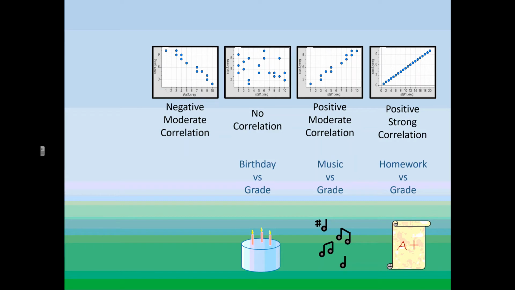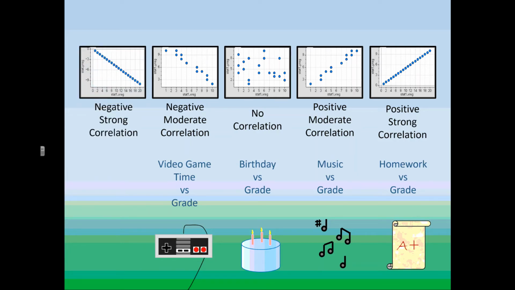Then we have a negative moderate correlation. As you see, the dots are closer to the line, just like the positive moderate correlation. But in this case, as one gets bigger, the other one gets dragged down. This would be something like video game time versus grades. Now, if you're playing about 4 hours of video games a night, yeah, it's possible you'll still wind up in the 90s. However, if you're playing 10 or more hours a night, your grade is probably suffering.